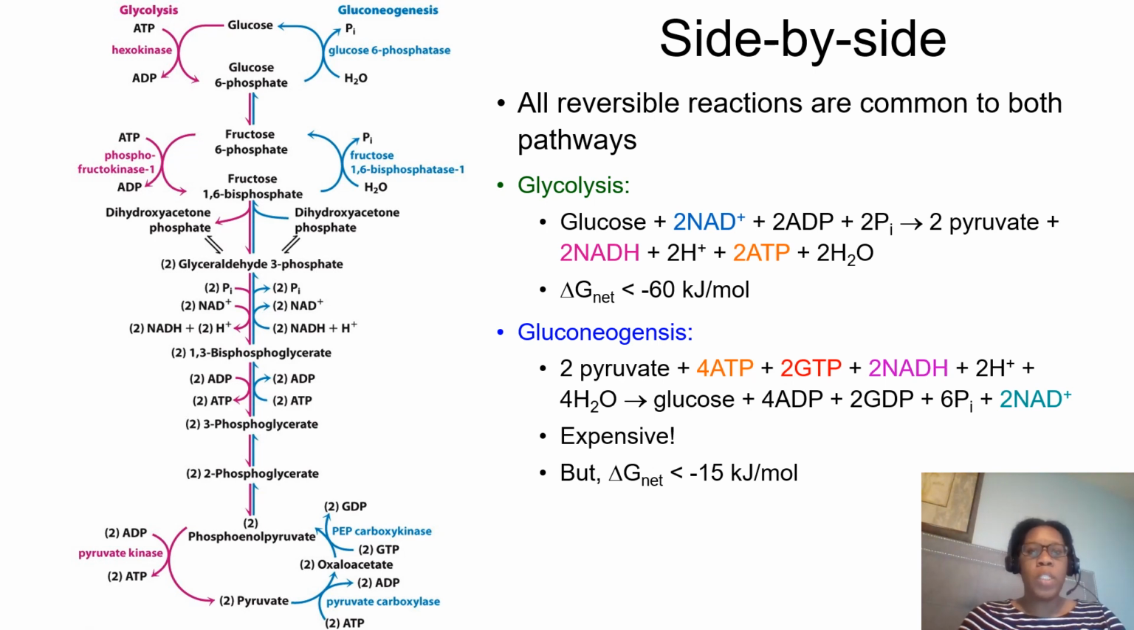But if we look at gluconeogenesis, we put in 2 pyruvates. We have to use 4 ATPs, 2 GTPs, 2 NADHs, and 4 water molecules. But we get back 1 glucose, 4 ADPs, 2 GDPs, 6 inorganic phosphates, and 2 NAD pluses. So it's energetically very expensive, but it is very necessary because certain organs, especially our brain, actually only try to utilize glucose for their energetic needs, unless of course you're on some stupid keto diet.